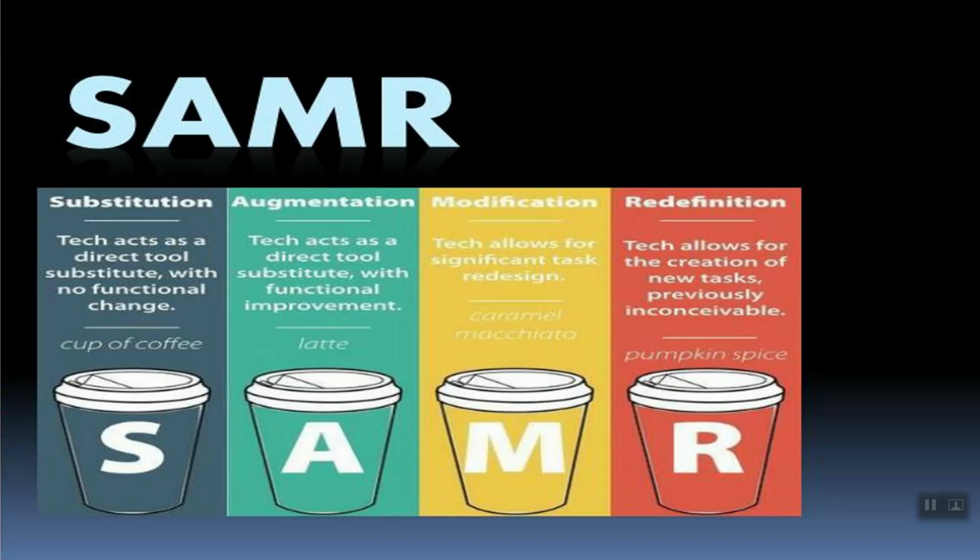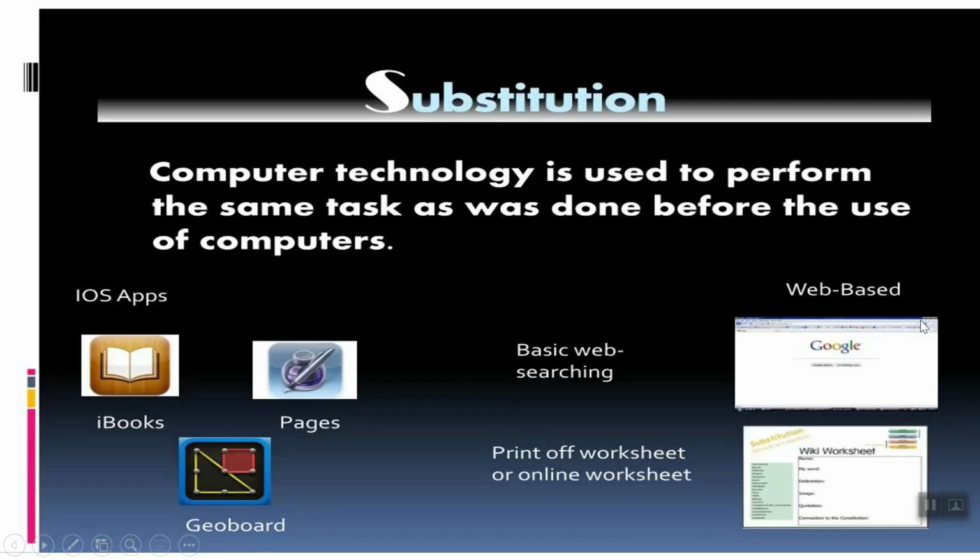And then the highest level is redefinition. This is where technology allows for the creation of new tasks previously inconceivable. Things that you never thought 10 years ago could be done are now being done. So maybe talking to an author via Skype or Zoom or something along those lines. And in coffee terms, think of it like a pumpkin spice. It completely changes the coffee. It's not just coffee anymore, it's completely changed into a new drink.